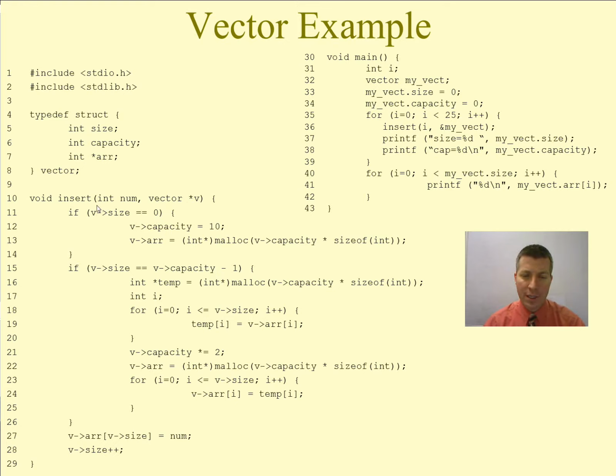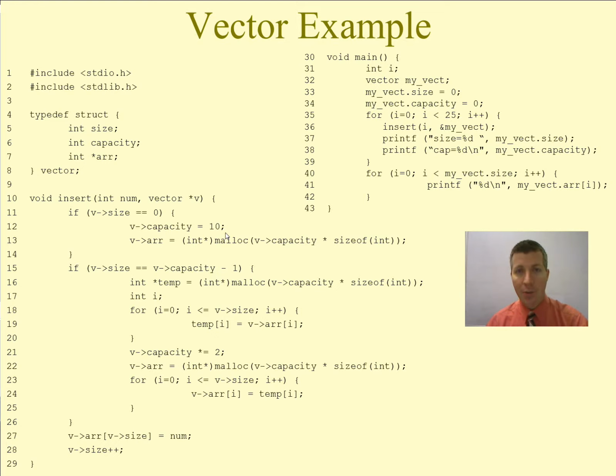Remember, the reason I'm using the arrow notation here for my structure is because it's a pointer. So I could have said star v dot size, that would work also, but this pointer notation is a little bit of a shortcut for us. It dereferences this variable v and then grabs the size variable out of it. So v arrow size is going to be referring to the size variable that's inside of my vector v, pointed to by this pointer.